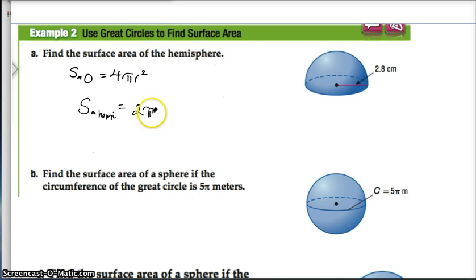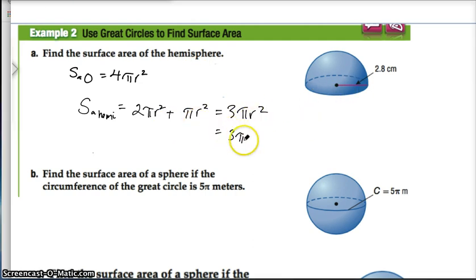So we've got 2 pi r squared, but we have to remember the area of the circle here, which is pi r squared. So really, I've got 2 pi r squared plus another pi r squared. Looks like the surface area of a hemisphere is 3 pi r squared.